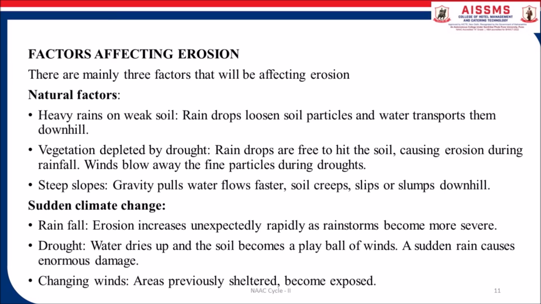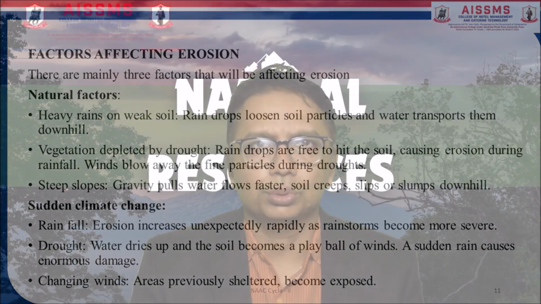Sudden climate change. Rain falls. Erosion is expected to increase rapidly as rainstorms become more severe. Drought. Water dries up and the soil becomes a plaything of the winds. A sudden rain causes enormous damage. Changes in winds. Areas previously sheltered become exposed.